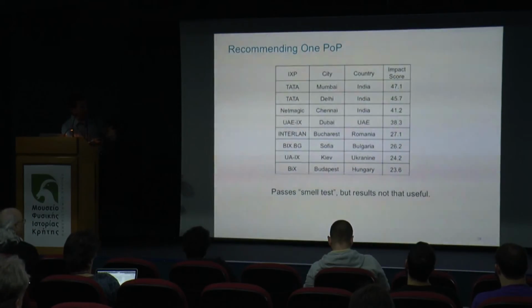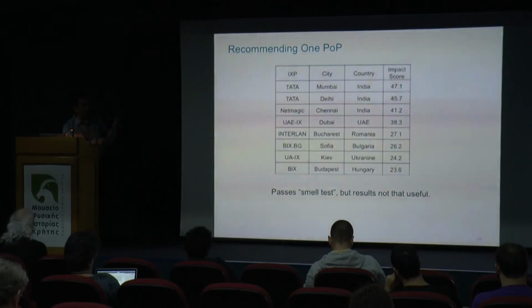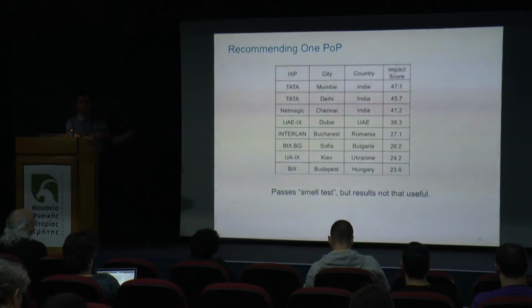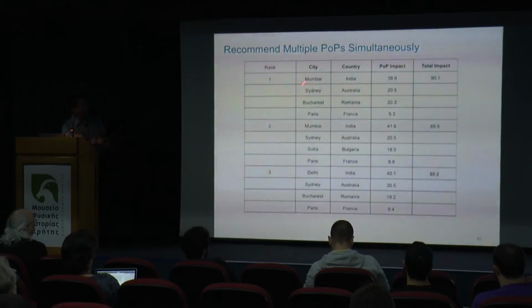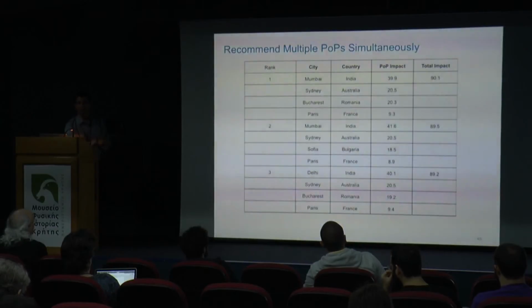We finally used this Scout methodology to figure out which POPs we want to build. But we found that even though it passes the smell test, the results are not that useful, because 3 of the POPs recommended are in India and 4 are in East Europe. So it doesn't give you a lot of variety. So we ended up doing the same thing for selecting multiple POPs simultaneously. And when we did that, we found a reasonable result: India, Australia, East Europe, West Europe, and that's where we are going to try to build our POPs.